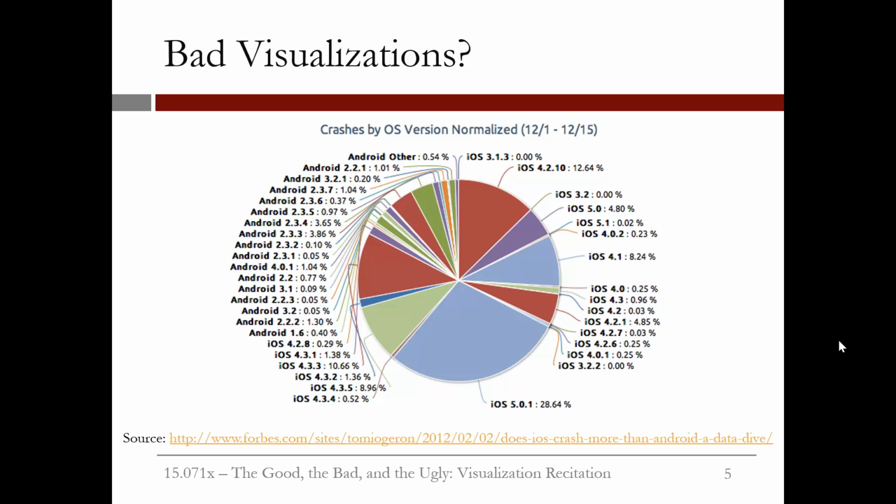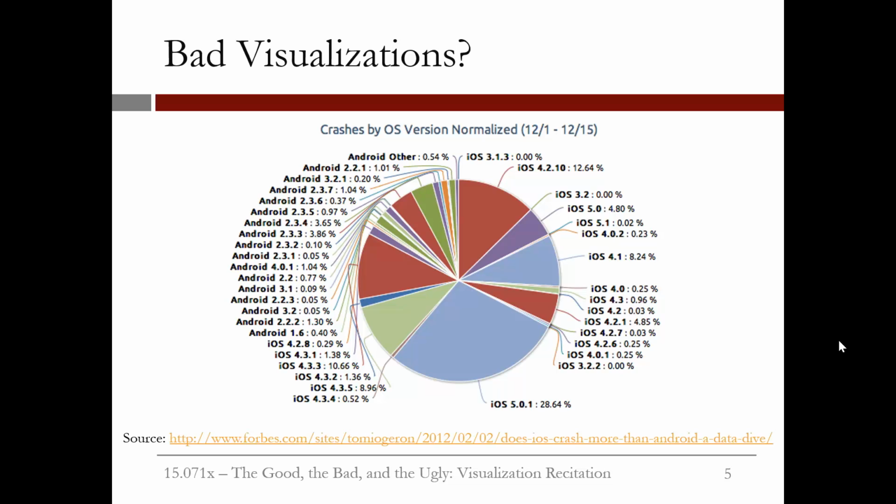This is a pie chart of phone application crashes, showing what percentage of all crashes took place on each mobile operating system. This dataset contains information for all versions of Apple's iOS, which is used in the iPhone, as well as the various versions of Google's Android. There are many things wrong with this plot, but let's break down exactly what.